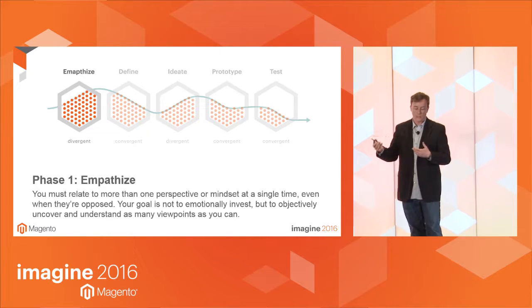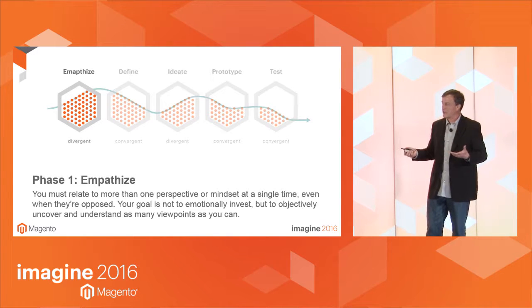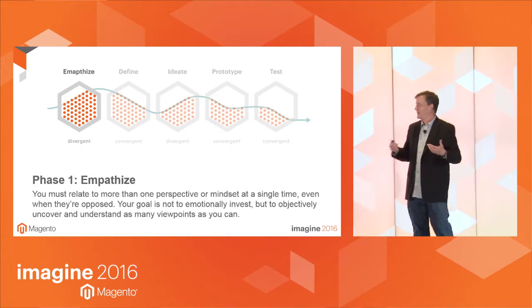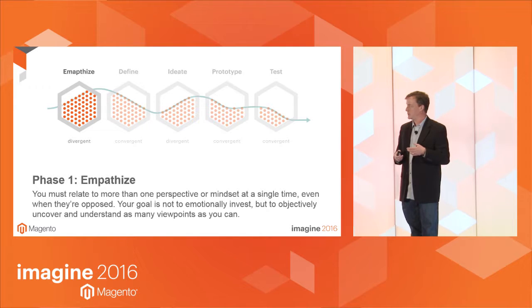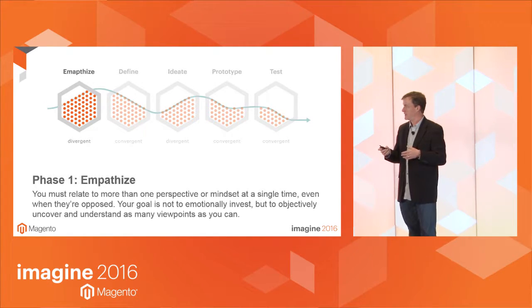Empathize is about looking at the problem from an entirely customer perspective. You've got to think like them to solve for their problems. And as a result, you'll generate these hypotheses in the stage, which you'll see by the divergent section of the diagram.